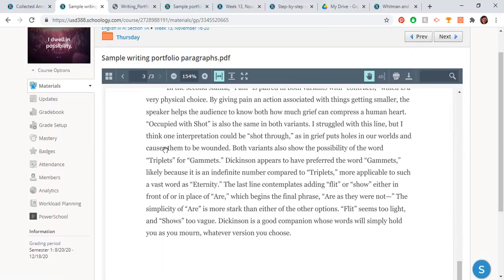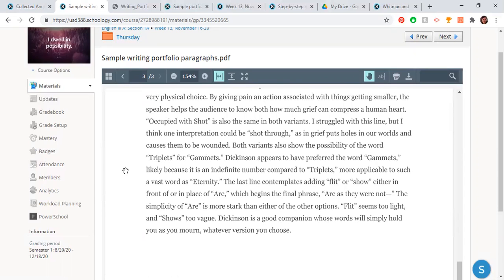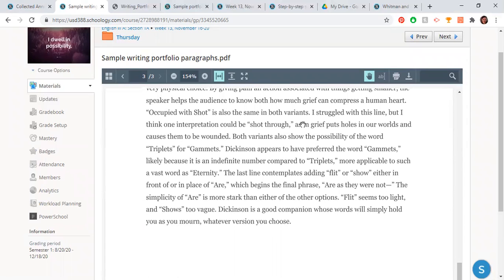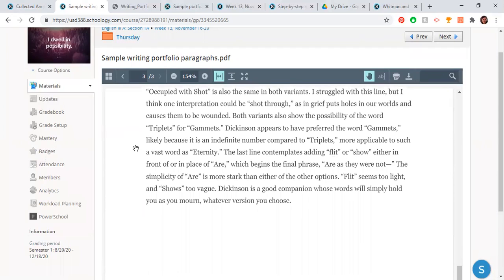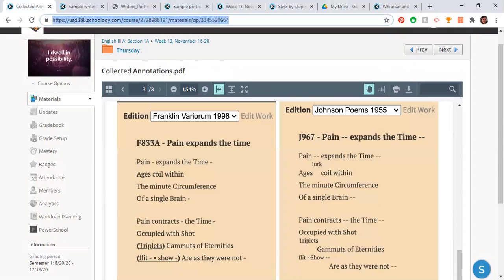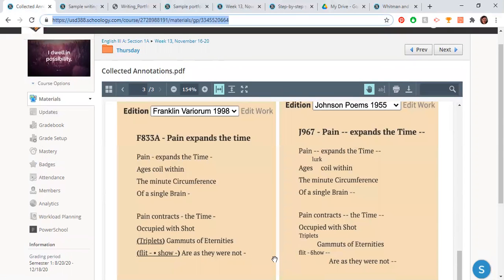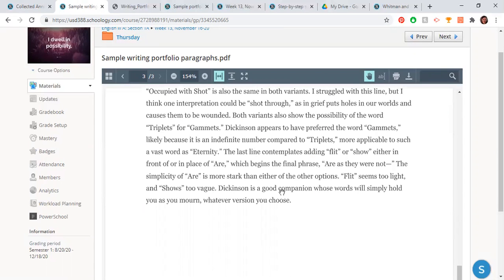Occupied with shot is also the same in both variants. I struggled with this line, but I think one interpretation could be shot through, as in grief puts holes in our worlds and causes them to be wounded. Both variants also show the possibility of the word triplets for gametes. Dickinson appears to have preferred the word gametes, which we can see: gametes of eternities versus triplets of eternities.